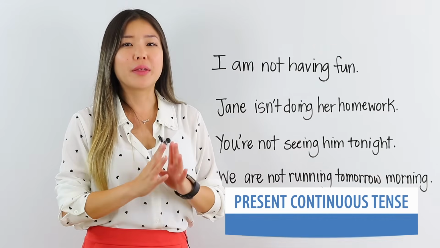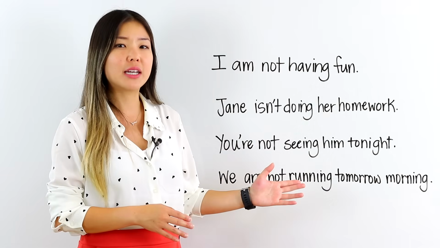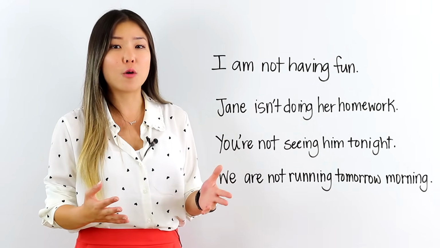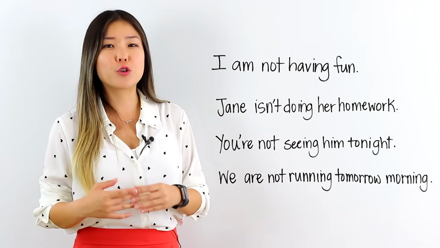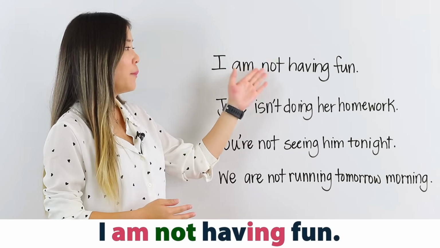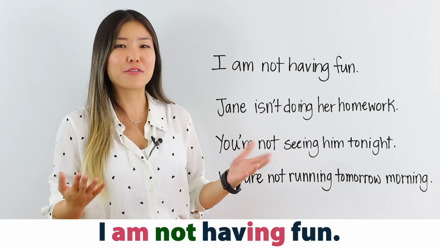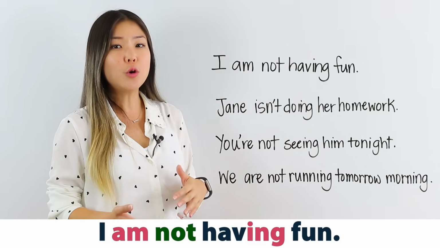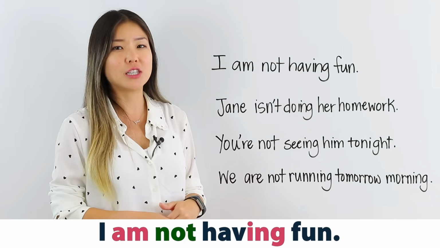Now, let's talk about the negative form of the present continuous tense. I have some examples here. These two examples are for actions that are happening right now or longer actions. These last two are for near future plans. Let's take a look. The first sentence says, I am not having fun. Now, that's not true for me because I am having fun, but in this example, I am not having fun. You'll notice that the word not goes between the be verb and the verb ing.